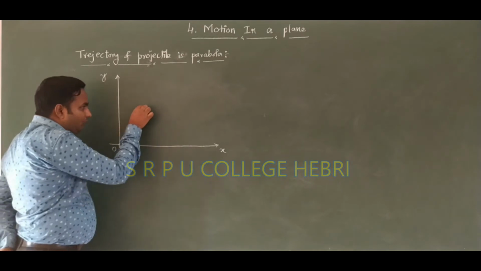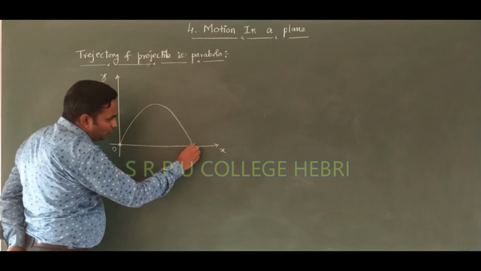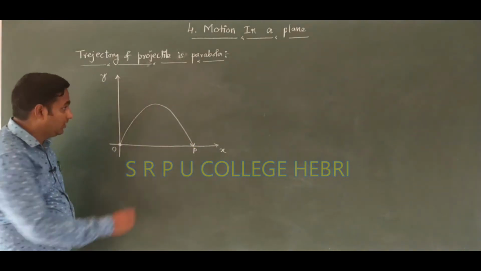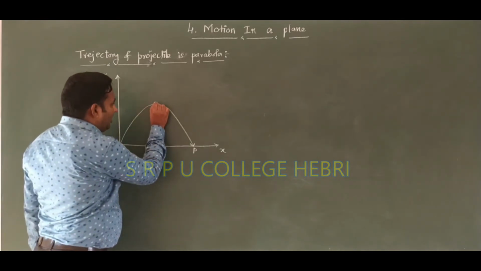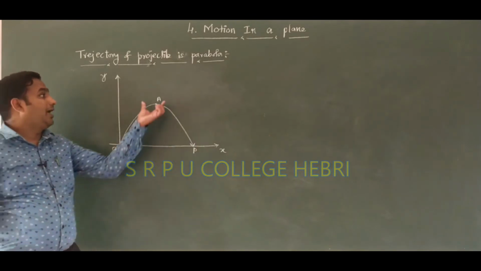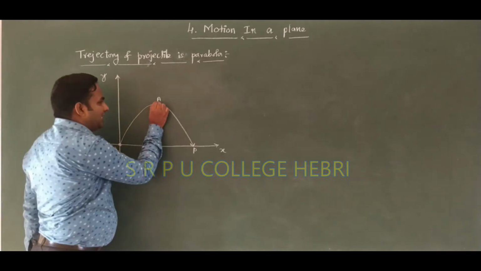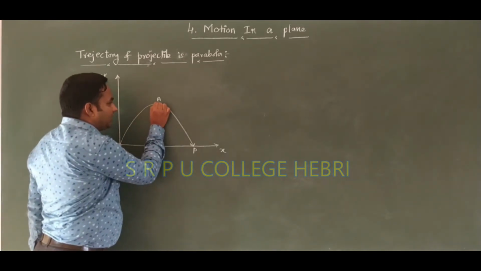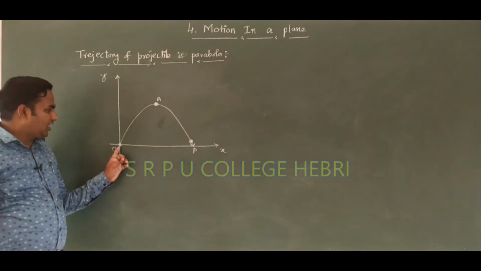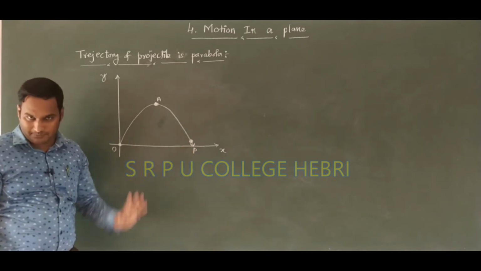Particle will move in this particular path. I call it as parabolic path from O to P. It is moving from O to P. This particular point, I name it as A. A is the maximum height reached by the projectile. Particle is moving like this. It will reach somewhere here. Particle starts moving from here, reaches a maximum height A, and then reaches a point P.